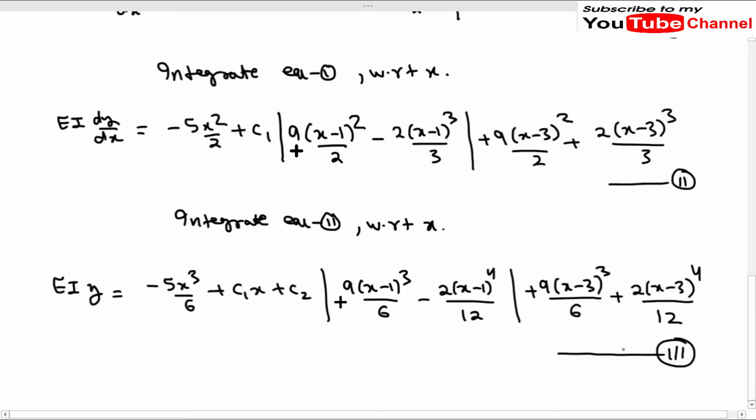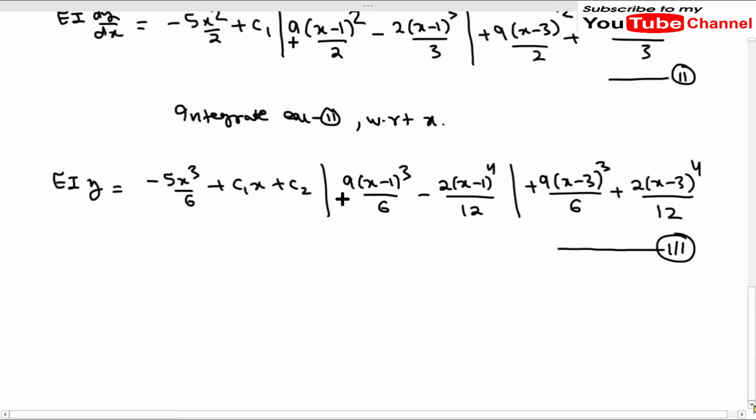So we have got our equation for slope here, and we also have got our equation for deflection. Now the task is to find out these two constants c1 and c2, because without these two constants we can't use this equation for finding out slope and deflection. So we will use our boundary conditions. It is very simple to use these boundary conditions.